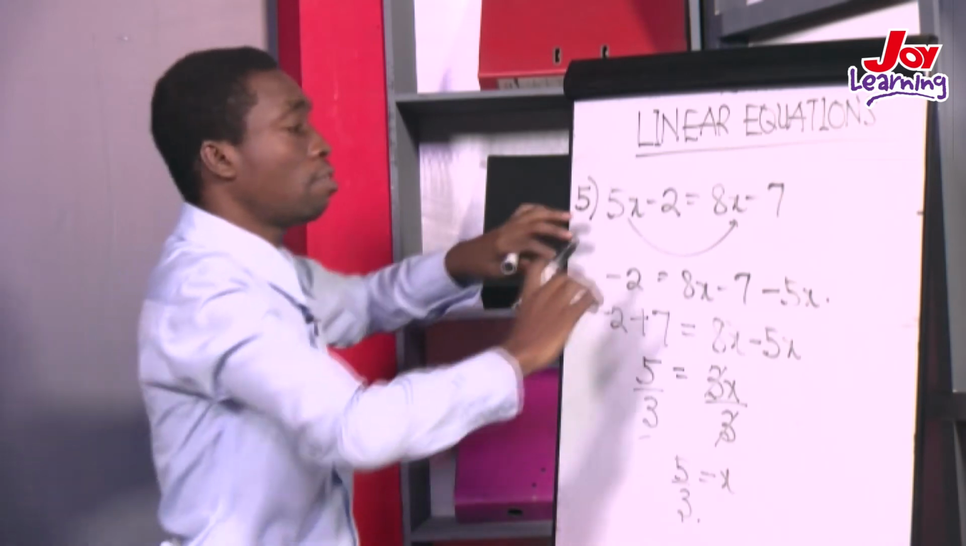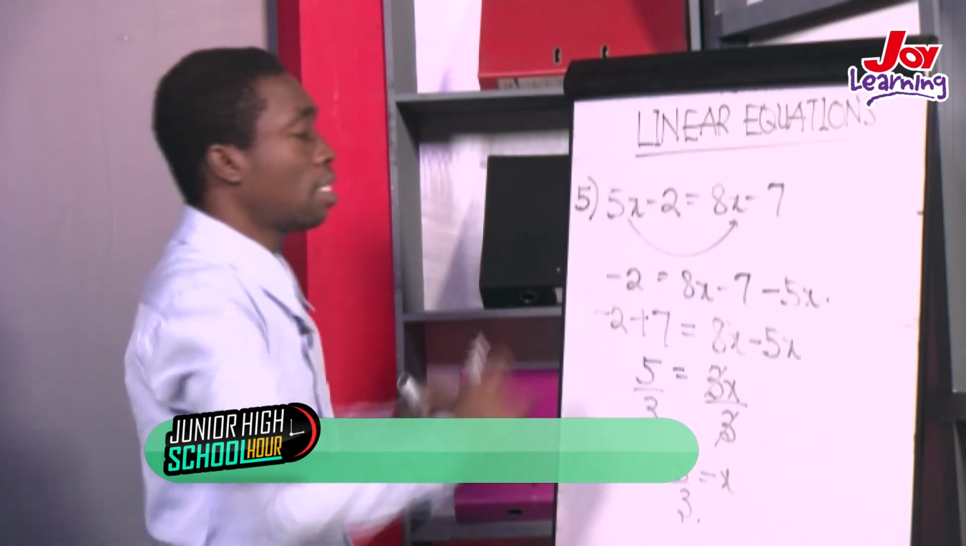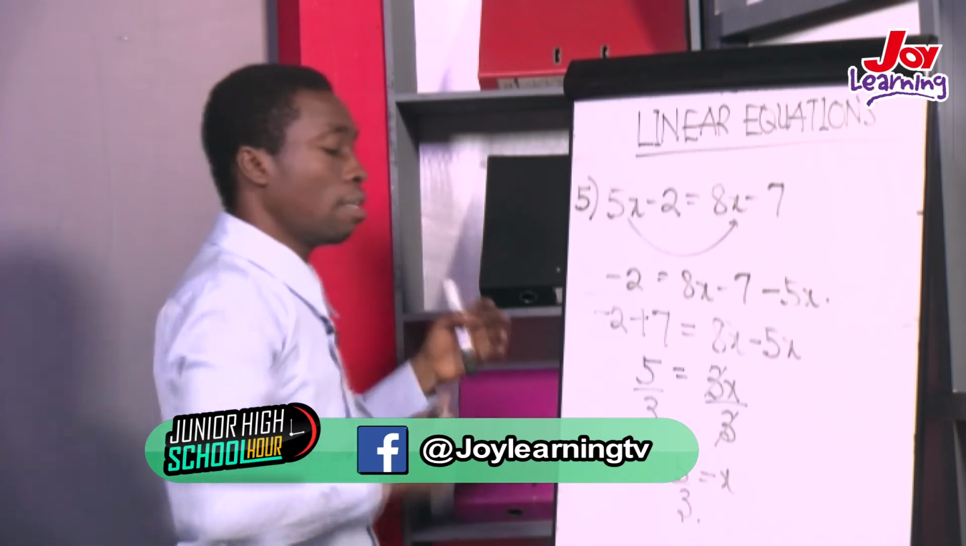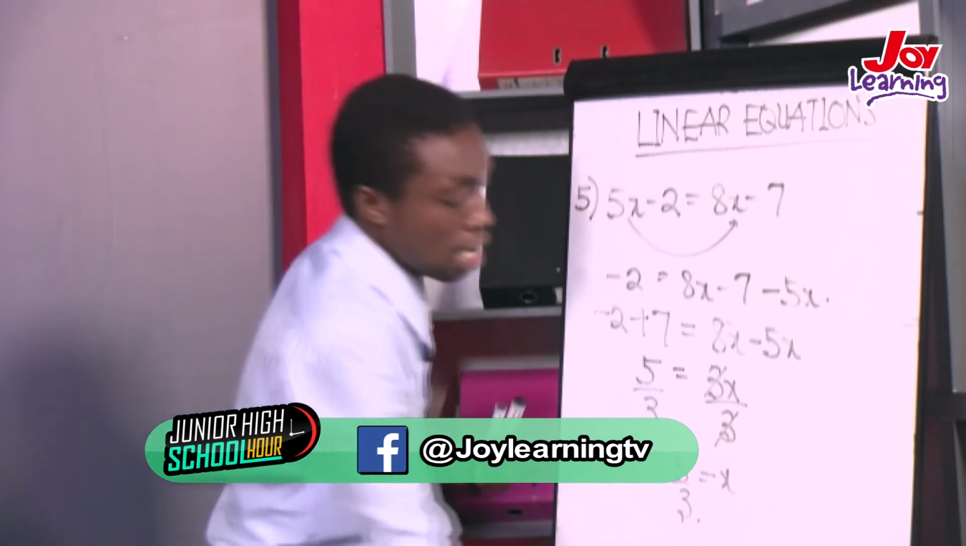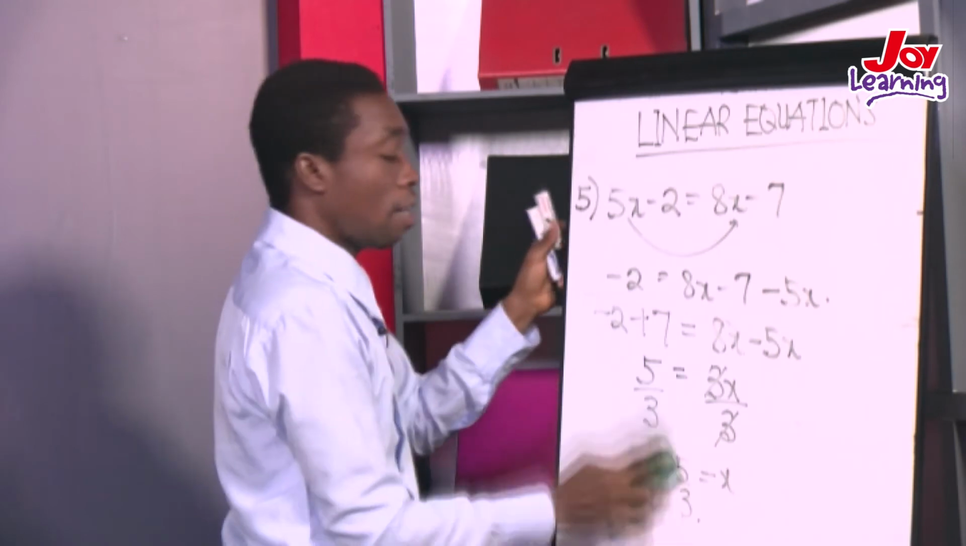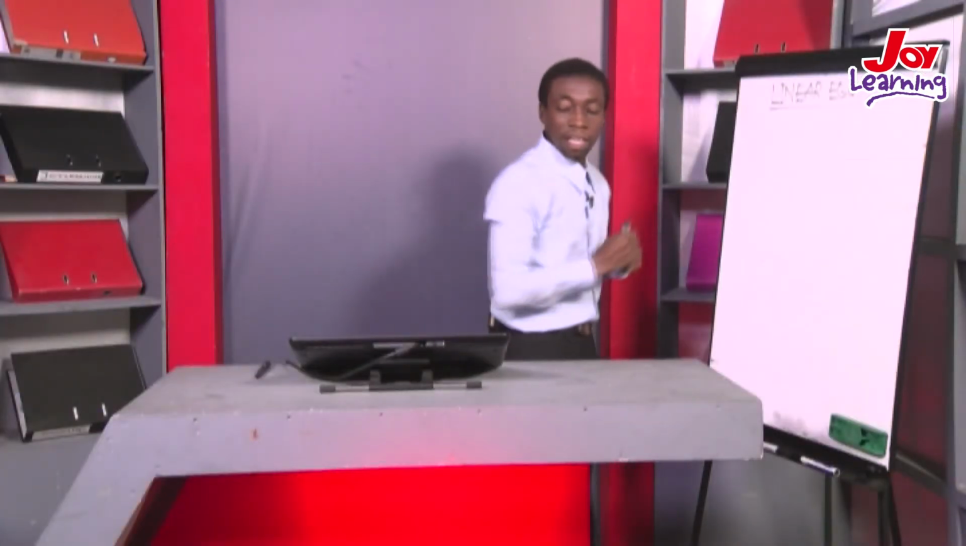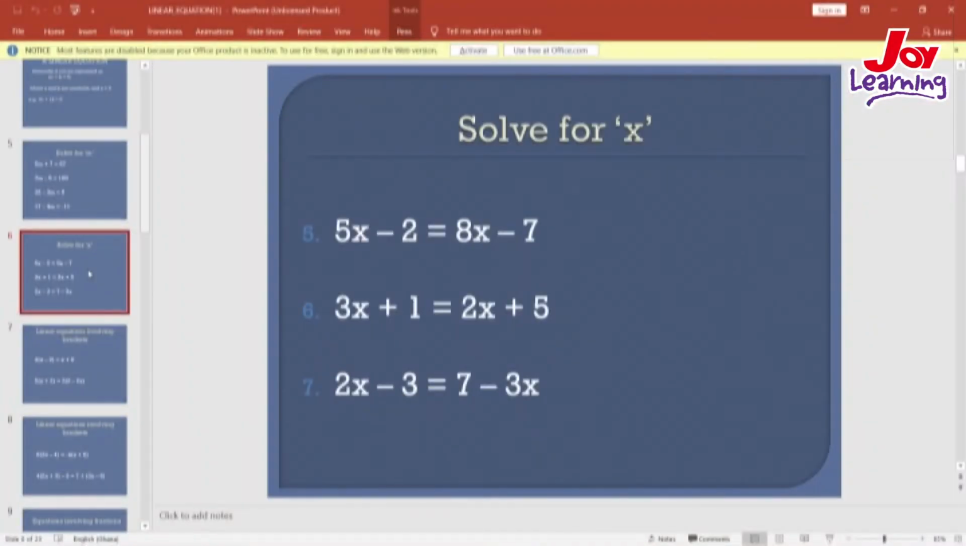So the first step is what? We group all the like terms at one side, and then we move all the unlike terms to the other side, and then we go ahead and do the calculation. Now let's move to the sixth question, where we have 3x plus 1 being equal to 2x plus 5.